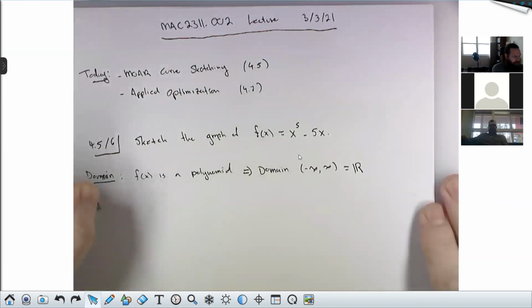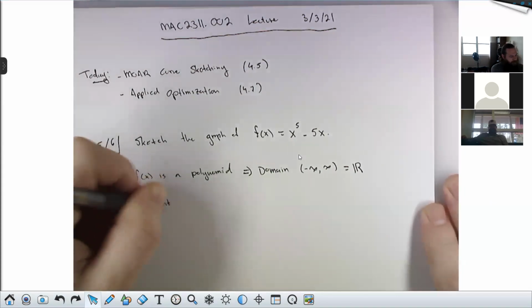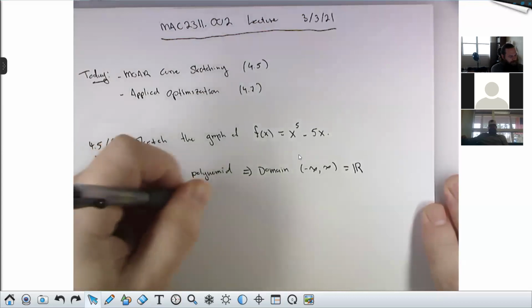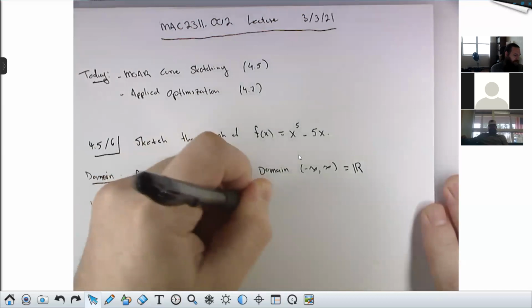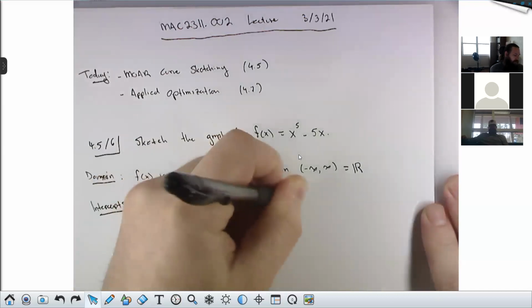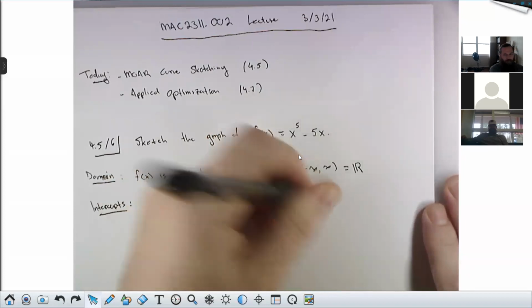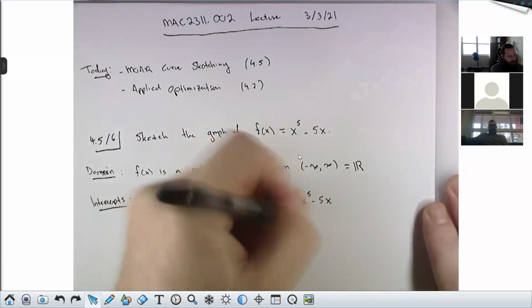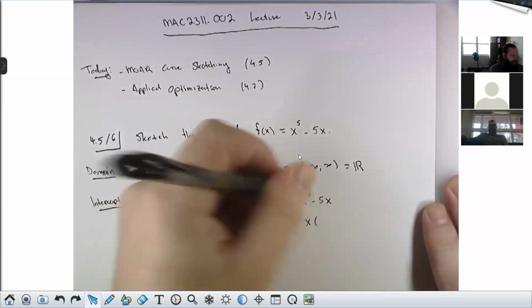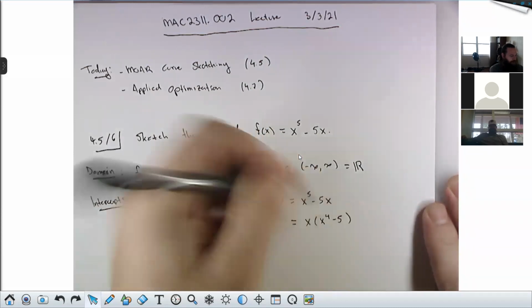Intercepts. If we want to look for x-intercepts, remember we do that by setting f of x equal to 0. So that means I would be setting f of x, which is x to the 5 minus 5x, equal to 0. And this factors nicely. You can factor out an x. And what's left here is x to the 4 minus 5.